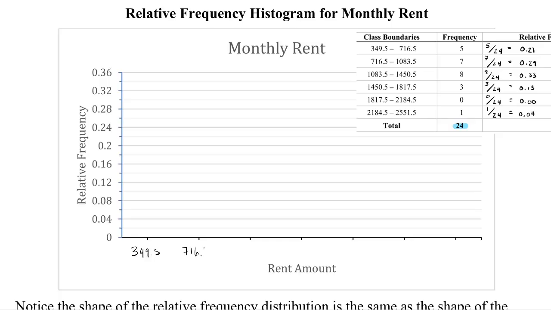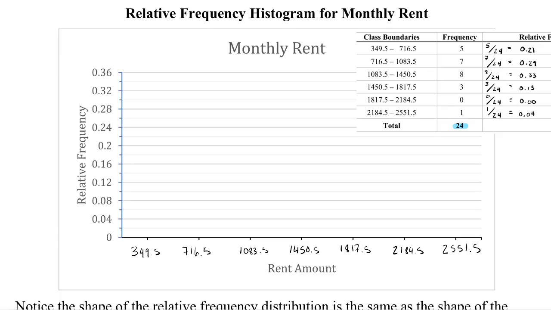716.5, 1083.5, 1450.5, 1817.5, 2184.5, and 2551.5. And our bar heights now are going to indicate not the frequency, but the relative frequency.